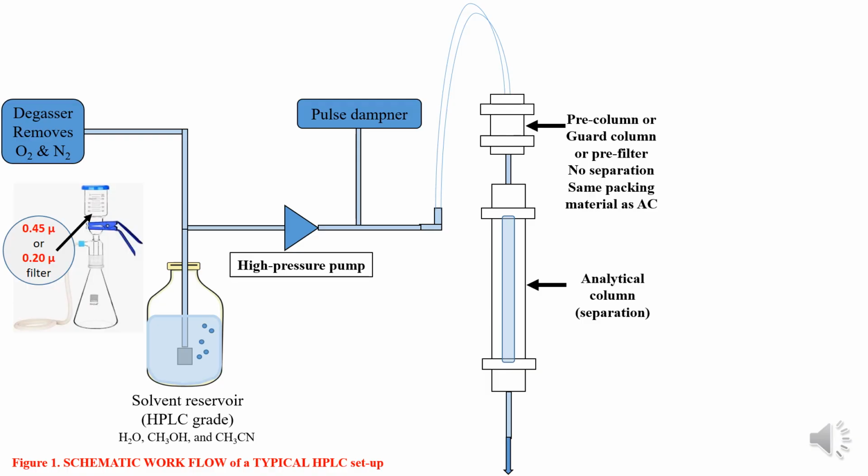And the packing material present in the pre-column is the same as that of the analytical column. So the packing material is the same both for the pre-column as well as the analytical column. The only difference is that in the pre-column, the packing material is less, while in the analytical column, the packing material is more. By packing material here, I am referring to the stationary phase that is used for the separation that is present in the HPLC column.